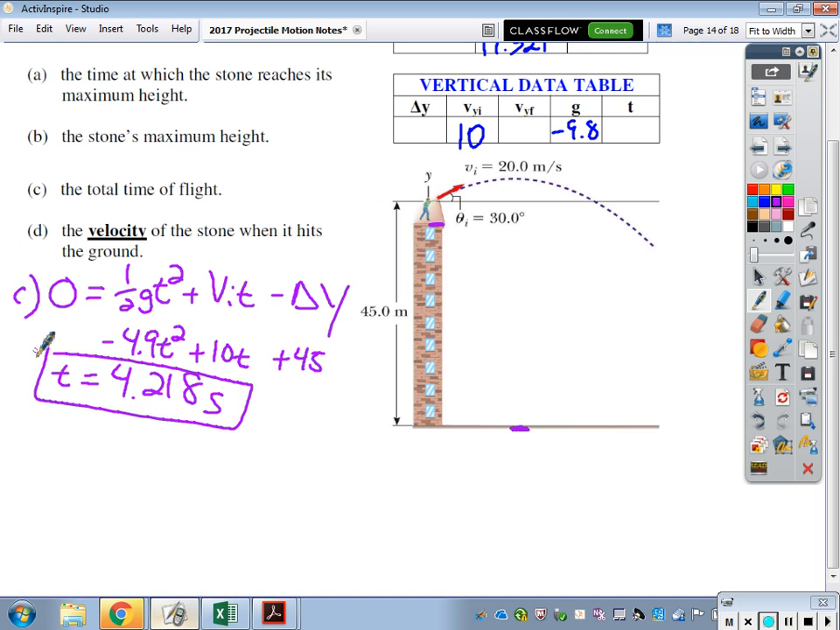I mean, if we go back to our original data, it was about 1 second on the way up. It ends up being about 3 seconds from maximum height all the way down to the ground. So it's reasonable, giving us the total of 4.218 seconds. We would be concerned, obviously, if we got less than a second, and there'd be something going on in terms of our calculation. So that's good.